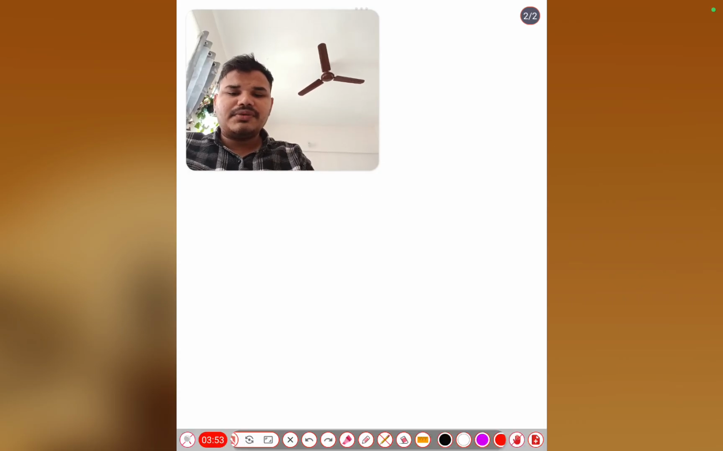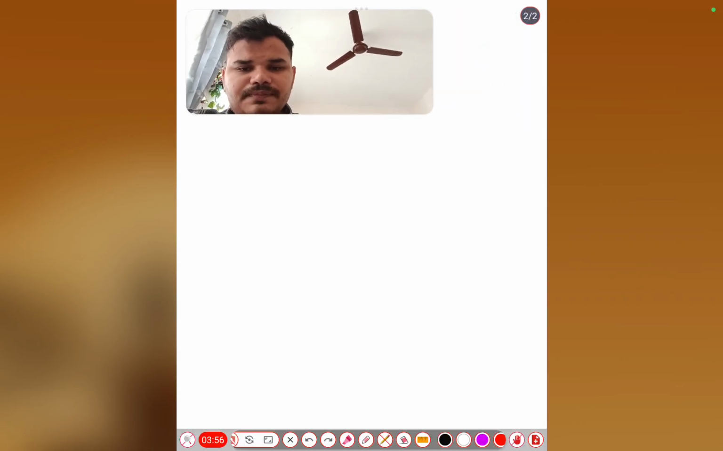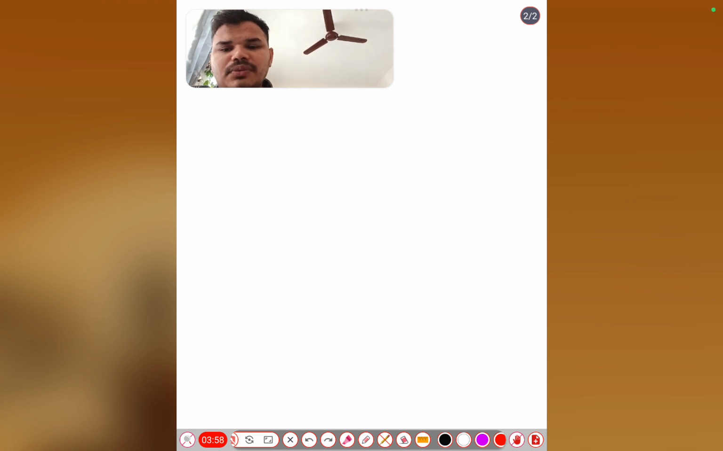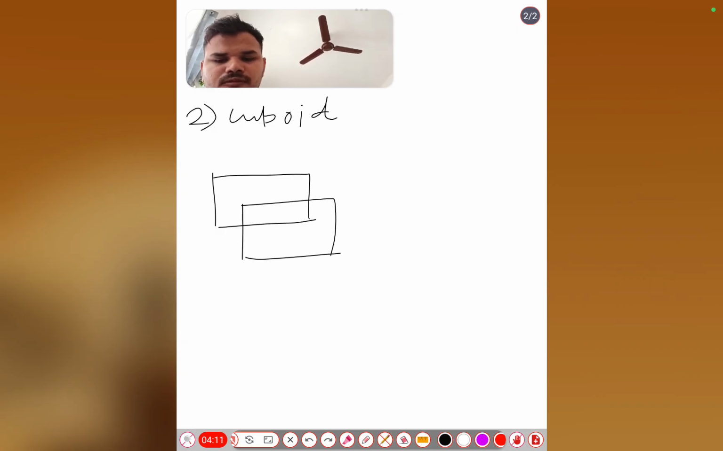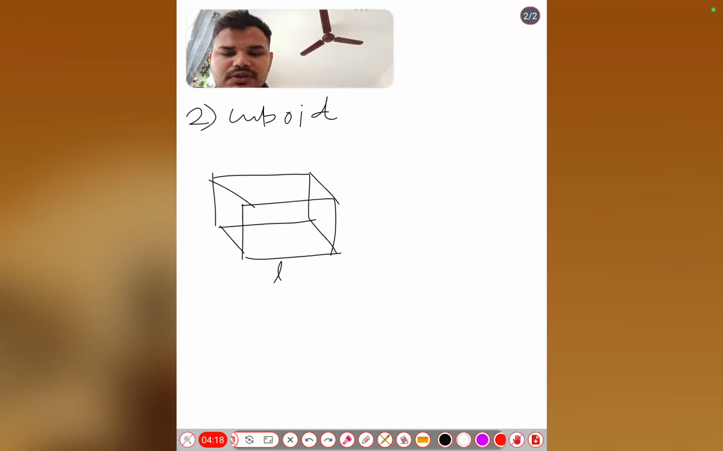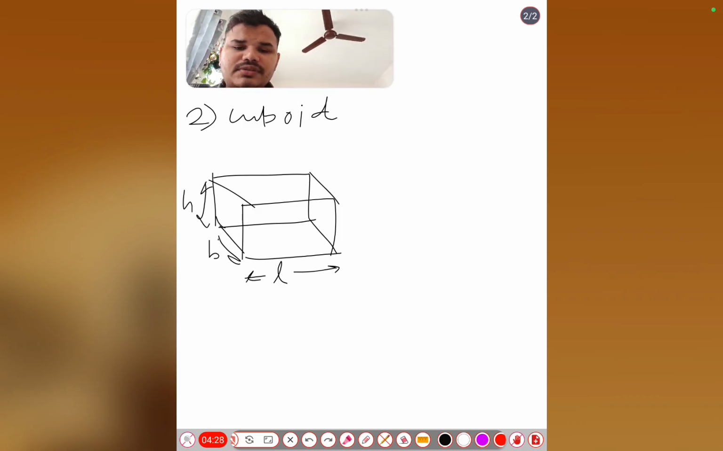Similarly, the second one is the cuboid. The cuboid shape is like this. Here you are able to see that the cuboid has three dimensions. The first one is the length, the second one is the breadth, and the third one is the height. Okay, so this is the cuboid.